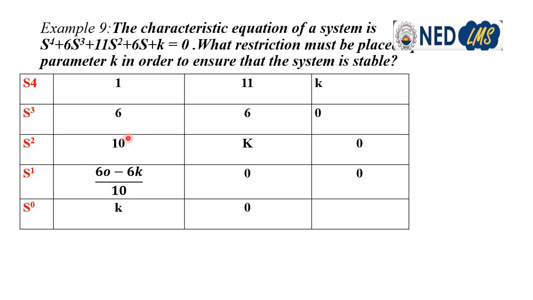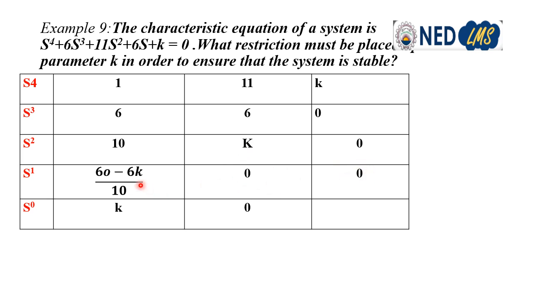Then we fill the next row. 6 multiplied by 11 minus 6 upon 6 is 10. 6 multiplied by k minus 1 multiplied by 0 upon 6 is k. 10 multiplied by 6 is 60 minus 6k upon 10. Then 10 multiplied by 0 minus 6 multiplied by 0 upon 10 is 0. Again we have a 0 here.